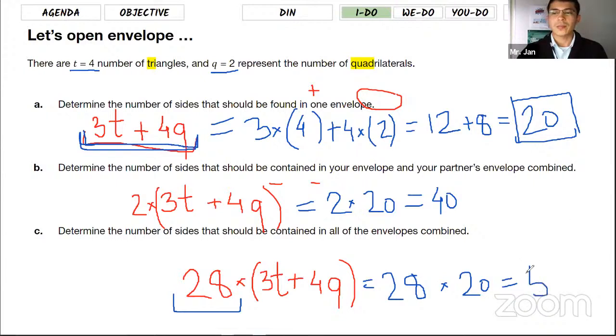Okay, 56. And put the 0 at the end because we're multiplying by 20. Okay, so this is about the difference between numerical and algebraic expressions.